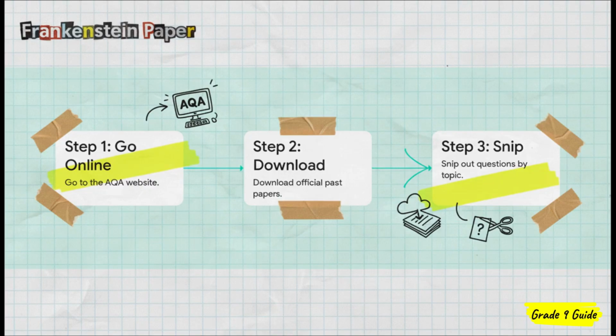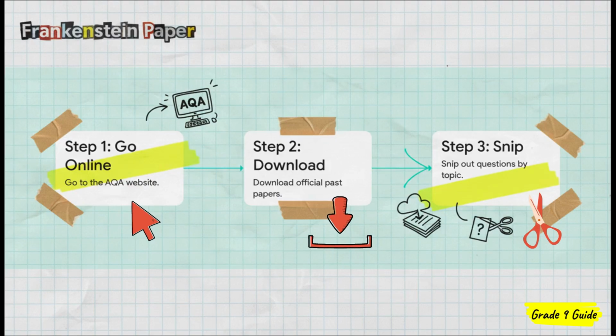Here's how it works. You go to the AQA website, you download the official past papers, and then you just snip out questions strictly by topic. So let's say you just finished revising tectonic hazards or urban regeneration. Great. Now you compile 5 questions only on those topics. You see? You're attacking your weaknesses with sniper precision instead of just a shotgun blast.